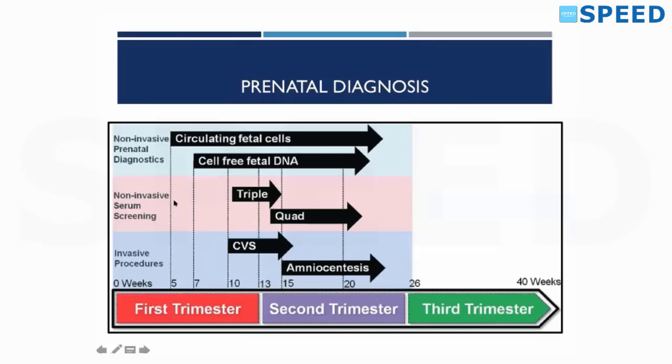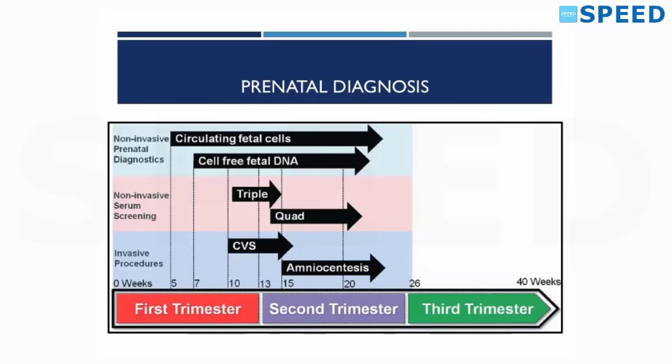The non-invasive serum screening, like triple screening and quadruple screening, is performed at the end of the first trimester or the beginning of the second trimester. The triple screening is predominantly done in the first trimester, whereas quadruple screening is predominantly done in the second trimester. So this is the non-invasive test screening. The MCQs we can expect are: what is the ideal time when triple screening is performed? What is the ideal time when quadruple screening is performed?